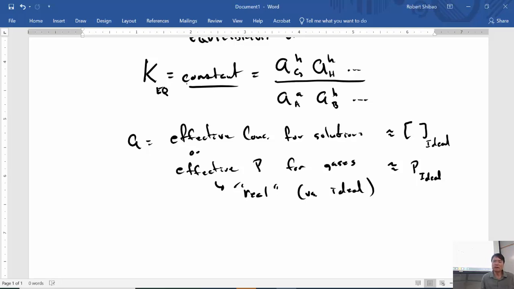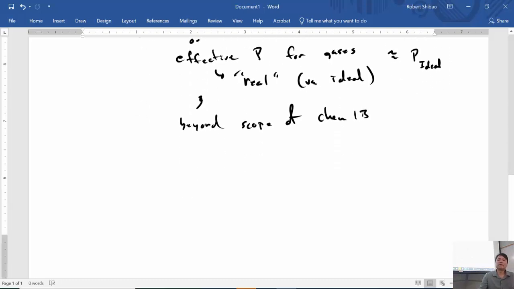Activities are beyond the scope of Chem 1B. So will they just be given usually then? They aren't even going to be given. They're beyond the scope of Chem 1B, so for Chem 1B, we're just going to assume everything's going to behave ideally. We will assume ideal behavior.